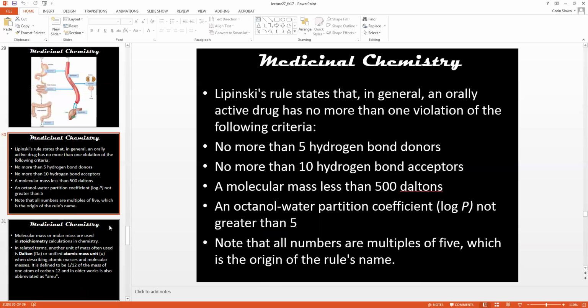And so one of the things we want to explore is something called Lipinski's rule, which states that in general, an orally active drug has no more than one violation of the following criteria. It has no more than 5 hydrogen bond donors, no more than 10 hydrogen bond acceptors, a molecular mass less than 500 Daltons, and an octanol-water partition coefficient, or log P, not greater than 5. Note that all of the numbers are multiples of 5, which is the origin of the rule's name, Lipinski's rule of 5.